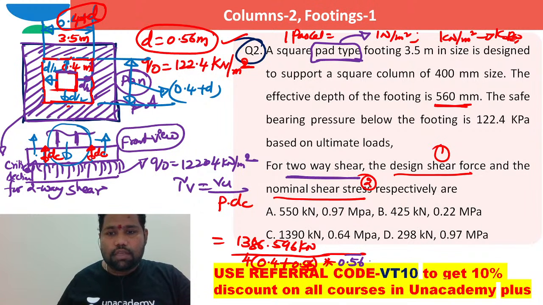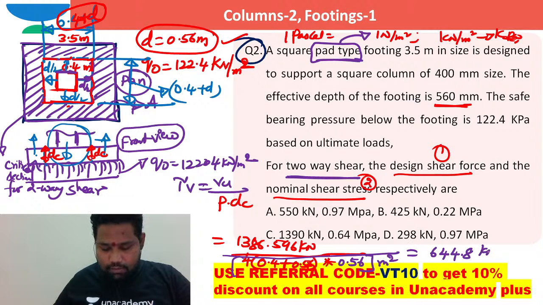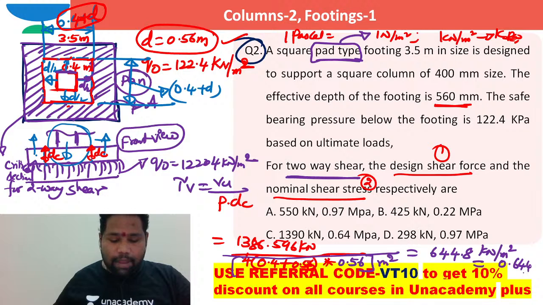If the denominator is in terms of meter square, you will get the answer in kilonewton per meter square, which means kilopascal. It is 644.8 kilonewton per meter square. To work it out in megapascal, I divide by 1000, so it is 0.644 megapascal. This is how we can work it out, so option C we can pick directly.